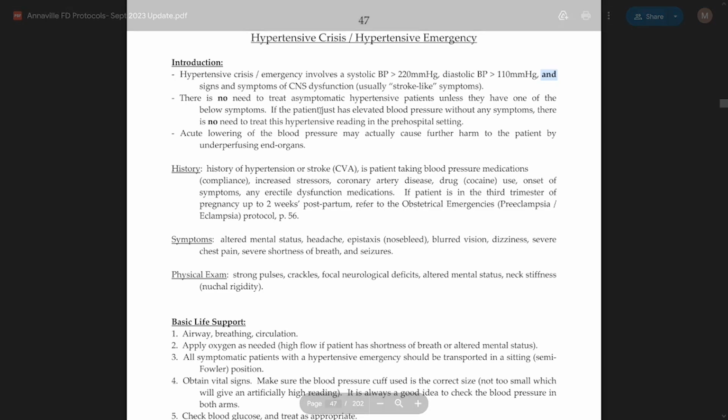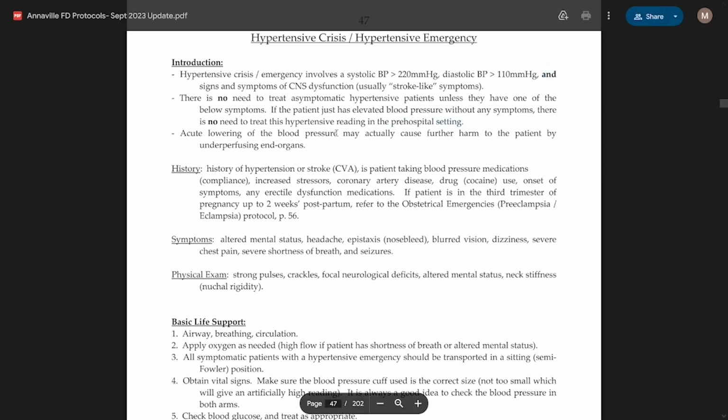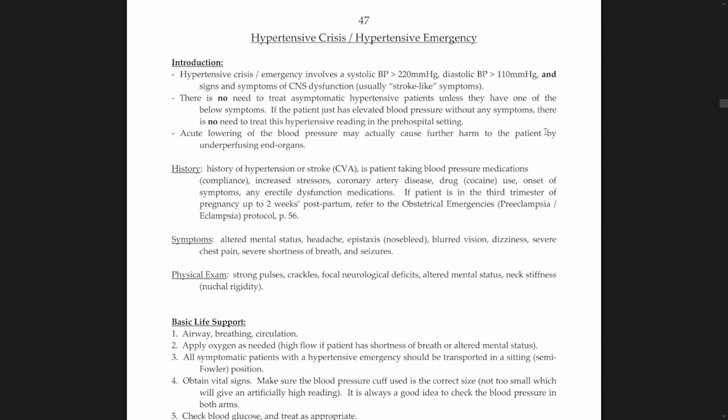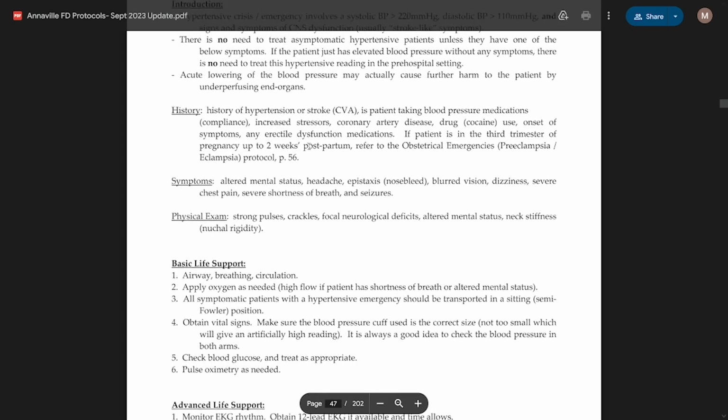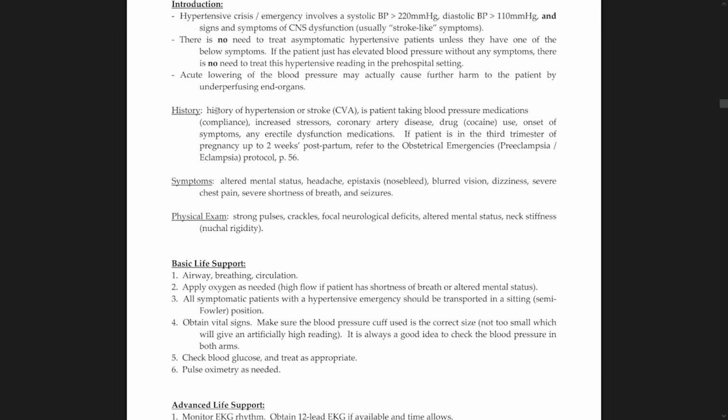If the patient has elevated blood pressure without any symptoms, there's no need to treat this hypertensive reading in the pre-hospital setting. Acute lowering of the blood pressure may actually cause further harm to the patient by underperfusing end organs. For the history, a history of hypertension or stroke, a CVA.